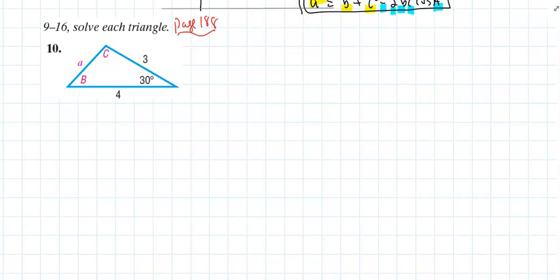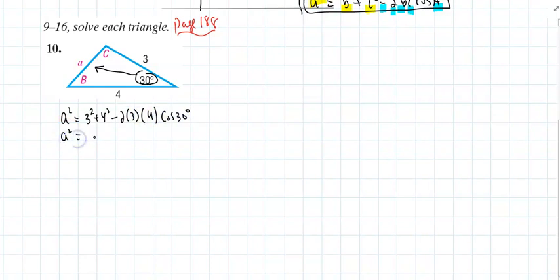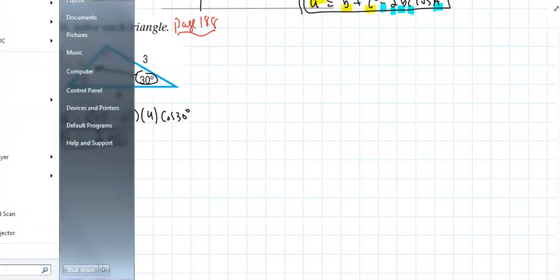It would be challenging. So instead, if I picked the angle given and the side opposite of that, and if I was to say a squared is 3 squared plus 4 squared minus twice 3 times 4, the cosine of 30 degrees, I could figure out what this equals. This is a value. If I plug this in my calculator, a would equal 2.05. And I'm going to show how to do that just for one problem.